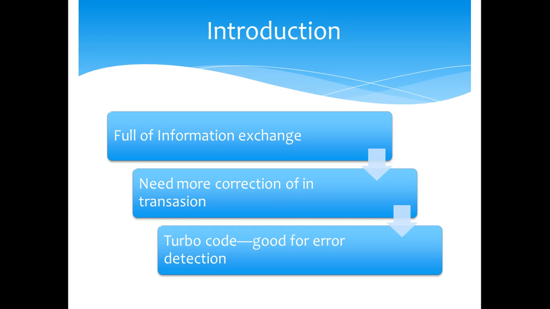Turbo codes are a parallel connection of two recursive systematic convolutional codes. The basic difference between these two codes is that convolutional codes increase the constraint length to improve performance, while turbo codes have a constant length to keep it at a small value.